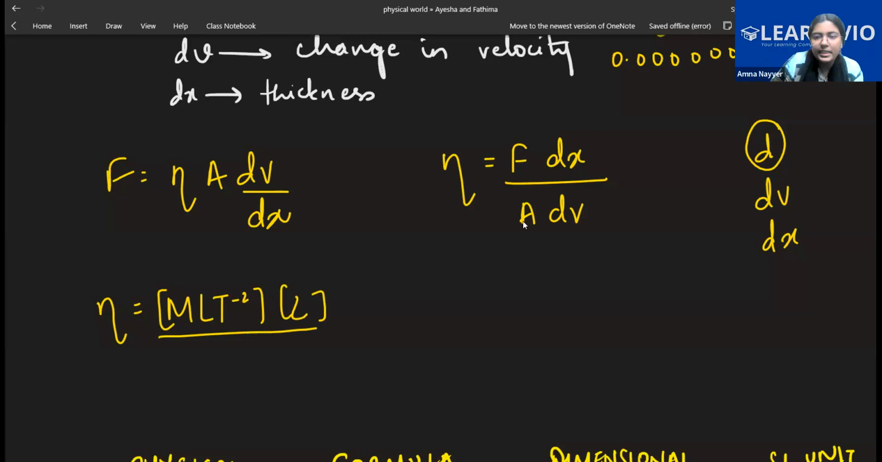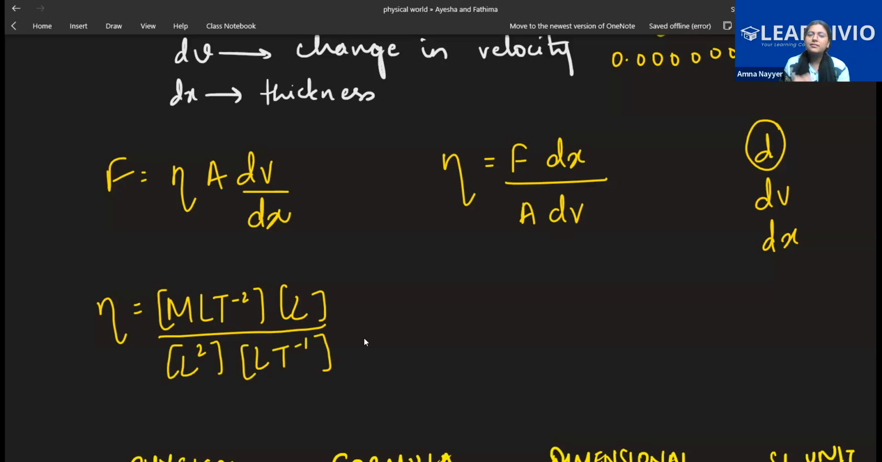Now area, we did it yesterday. Area, can you tell, Fatima? Area, it is L square. Yes, very good. And Aisha, can you tell for velocity? Look, you must have written yesterday. Yes, LT raised to the power -1. Very good.